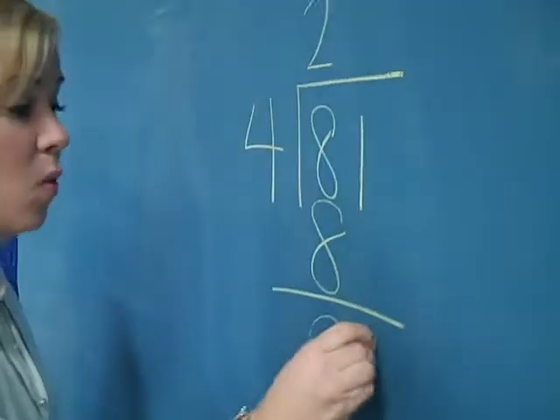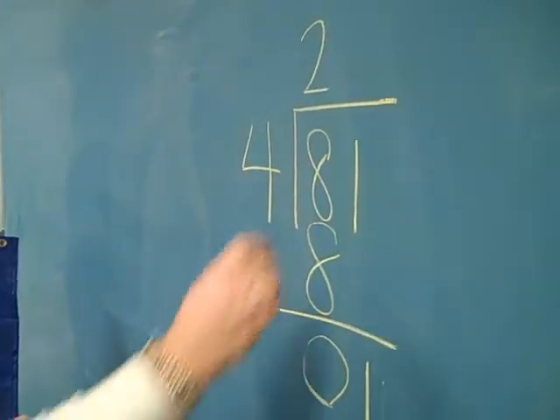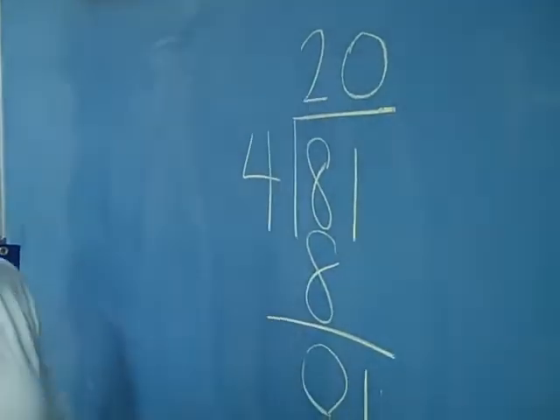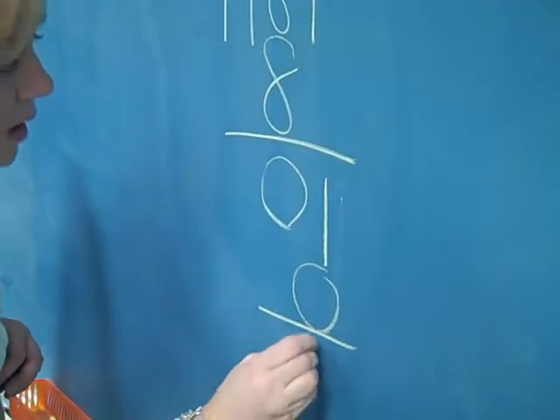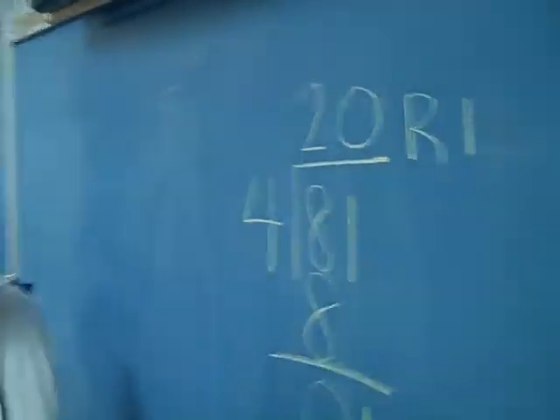We must bring down our 1. Can 4 go into 1? No. So we must put a 0 up top. 4 times 0 is 0. We must put our 0 here. That leaves us with 1. Remainder 1. Put your remainder up top. Our answer is 20, remainder 1.